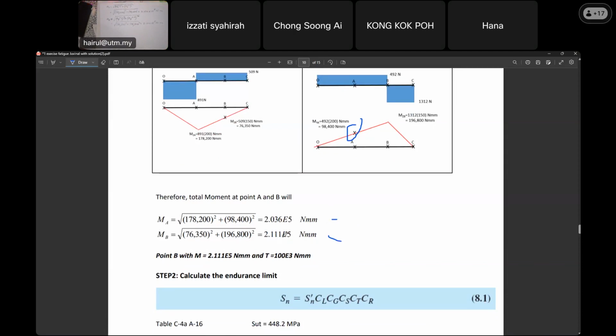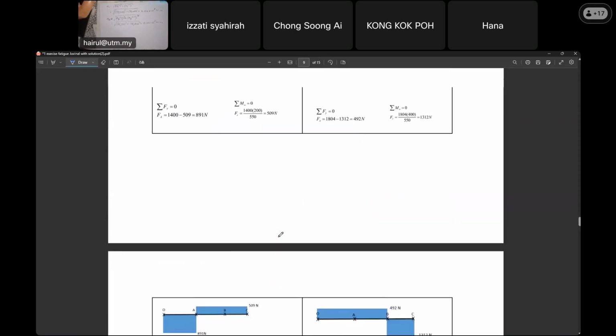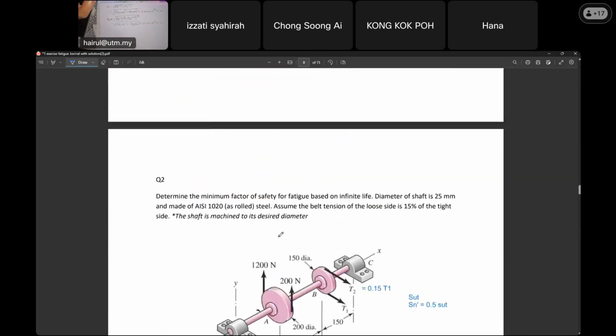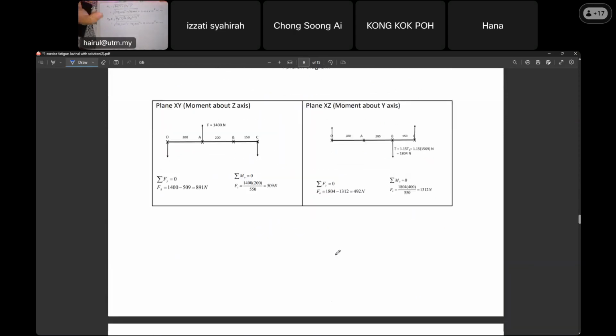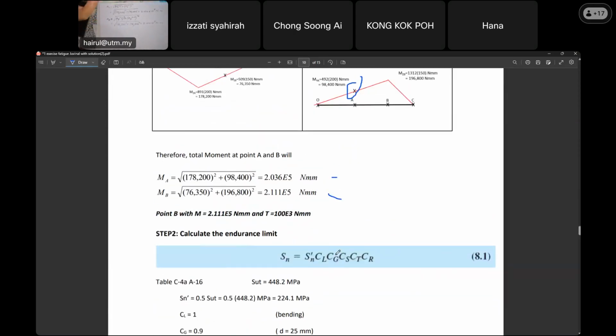B is slightly bigger, 2.11. Can you see that? B is critical. That's why you have to be careful, like the shaft that failed just now. We have pulley A, the smaller pulley, and pulley B. Sometimes we assume, but you have to check. Understand? This is how we do it. So B is actually bigger than A.